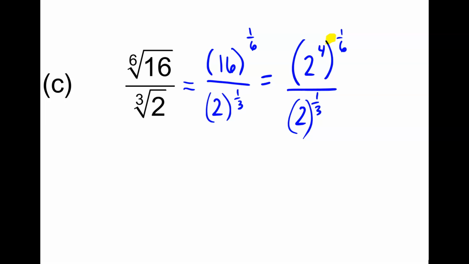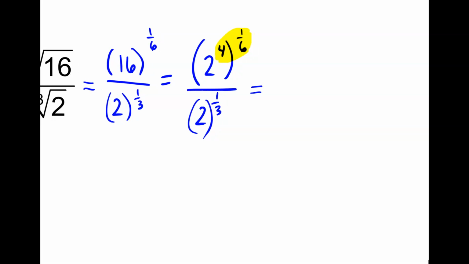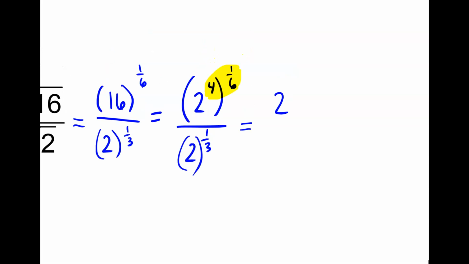Look what I have here. I have an exponent to an exponent. How would I simplify this? Multiply. So I have 2 to the 4/6, right? 4 times 1/6 is 4/6. What is 4/6 equal to? Can I simplify? 2/3. 4/6 is 2/3.